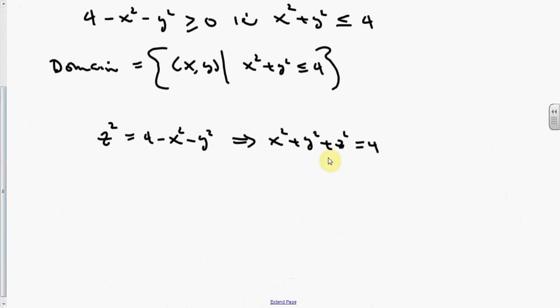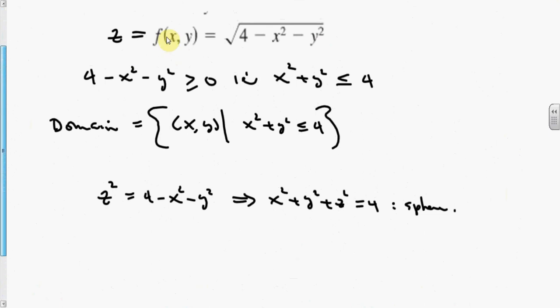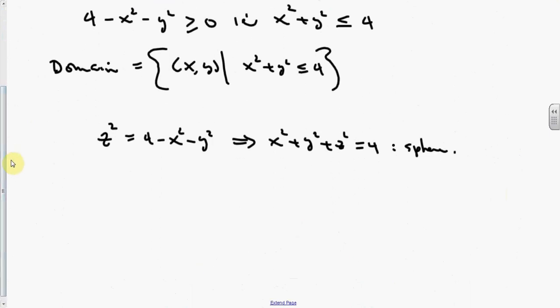Now what is this guy right here? It's a sphere, right? A circle in 2-space, and a sphere, a basketball, in 3-space. But remember this z is supposed to be representing f, z equals f of xy. So it's a basketball, but it's not the whole basketball. It's the top half of the sphere.